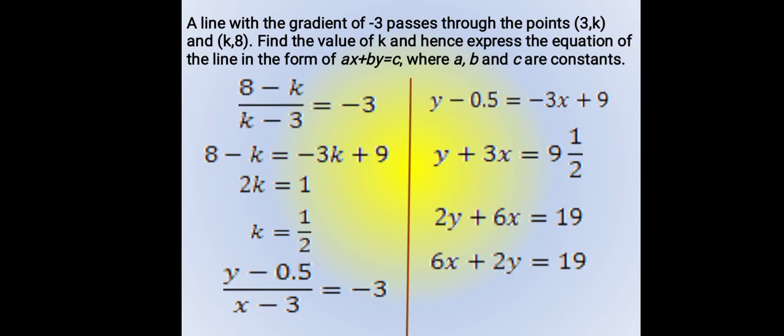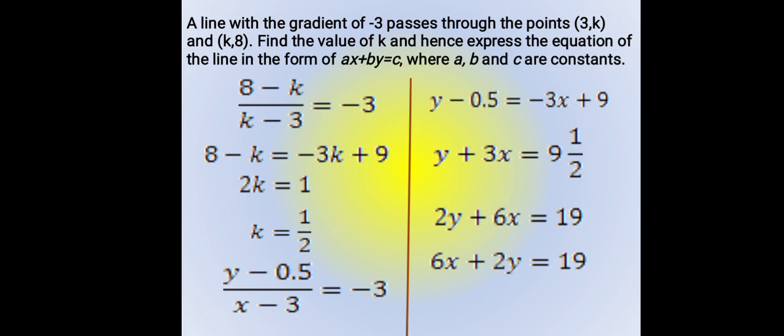A line with a gradient of negative 3 passes through the points (3, k) and (k, 8). Find the value of k, and hence express the equation of the line in the form ax plus by is equal to c, where a, b, and c are constants. Now we know the gradient of a line is the change in y over the change in x. We have been given one coordinate of y as 8 and the other as k. So we shall say 8 minus k.